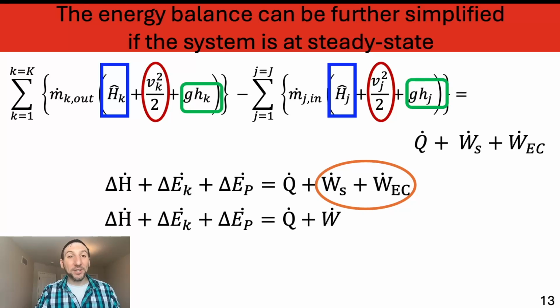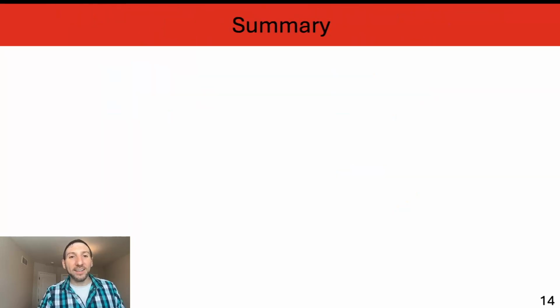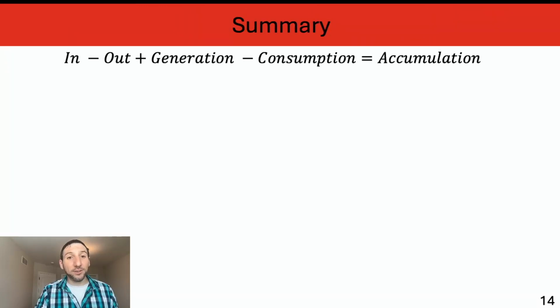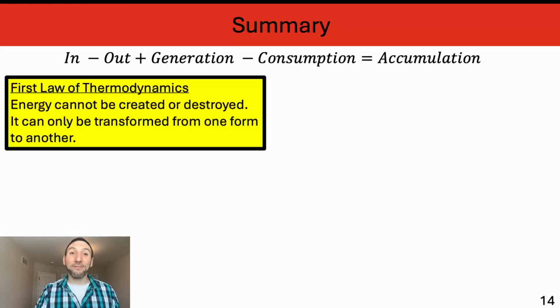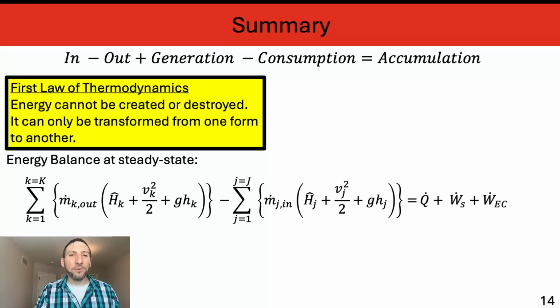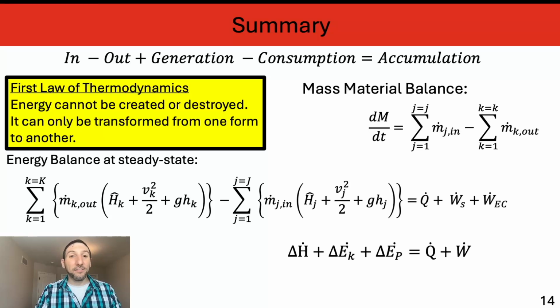So that's everything I wanted to talk about for today's video. And I want to recap that by highlighting that we talked about the general balance equation, in minus out plus generation minus consumption equals accumulation. We talked about the first law of thermodynamics. You can't get something from nothing. We also talked about the energy balance, especially at steady state, which looks just like this. And if you want to simplify it down, we can make it delta H plus delta EK plus delta EP equals Q plus W. And we also talked about a mass material balance, which was the following equation: change in mass over time equals the sum of all the masses coming in minus the sum of all the masses coming out. And if you wanted to, you can simplify that a little further if it was at steady state by getting rid of that dm/dt term and saying it's zero. So thanks a lot for tuning in, and I'll see you in the next video.